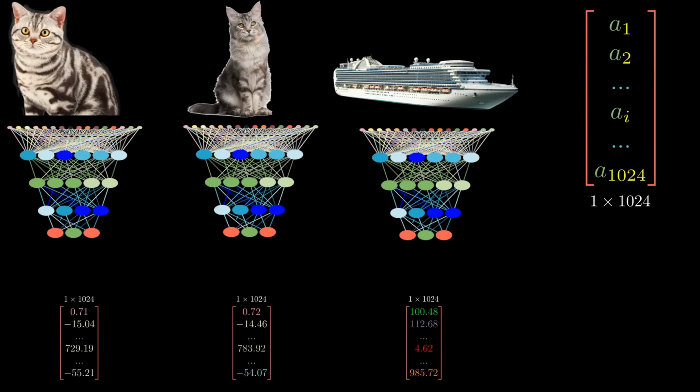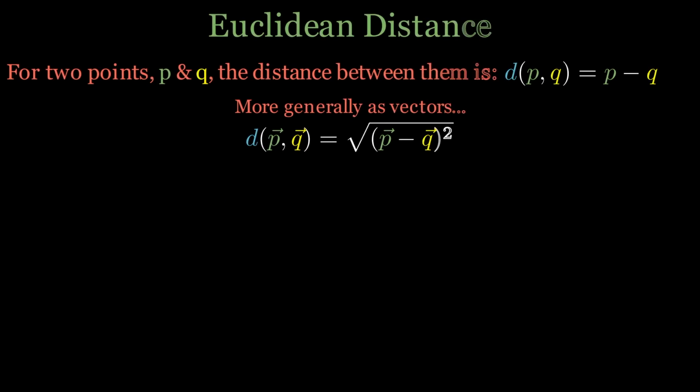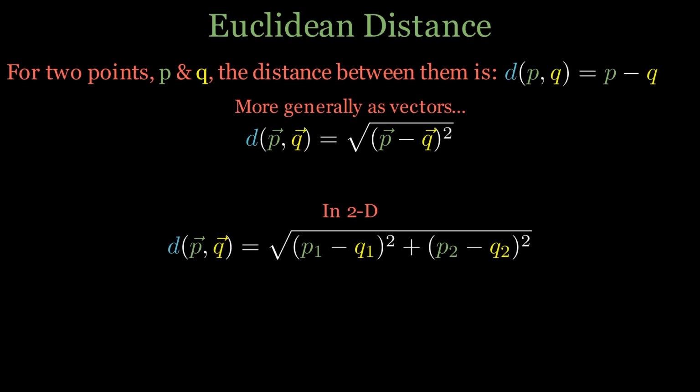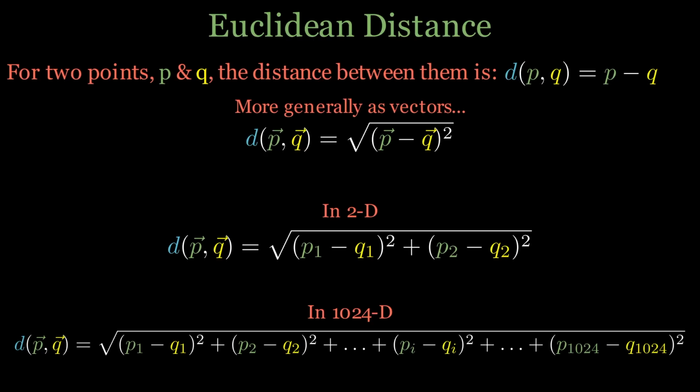We're also dealing with more inputs than just two pictures of cats and one of a ship. All of our thousands of images will have their own corresponding 1024 dimension vector input into our classifier. Figuring out how similar two 1024 dimensional vectors are is a lot to wrap your head around, but we can come up with a measure of similarity that's simple to compute.